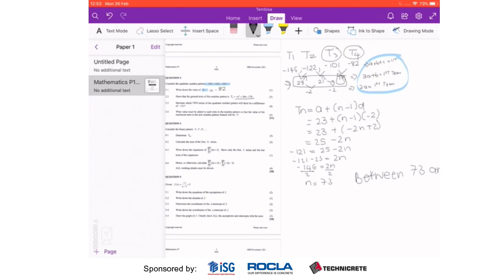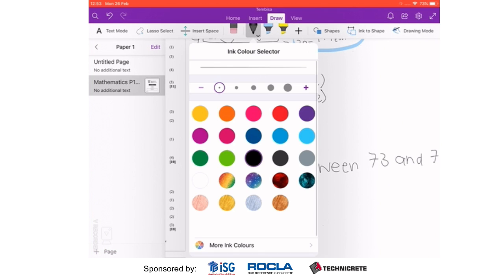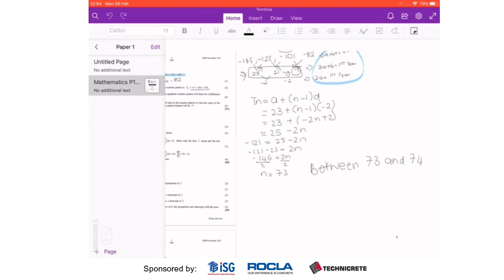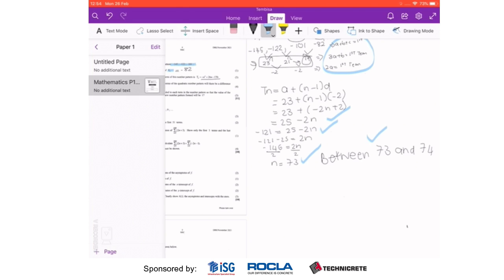Okay, I didn't do mark allocation for the previous one, but this one was a 4 mark allocation. Your marks get awarded firstly for finding this sequence pattern, for the term, then substituting negative 121, finding n to be 73, and the answer. Okay, let's take a look now at the last part.